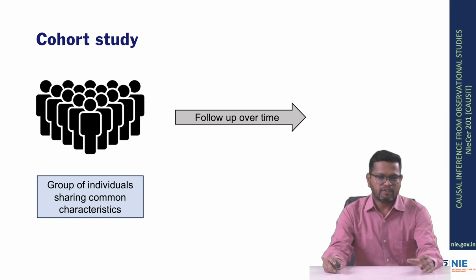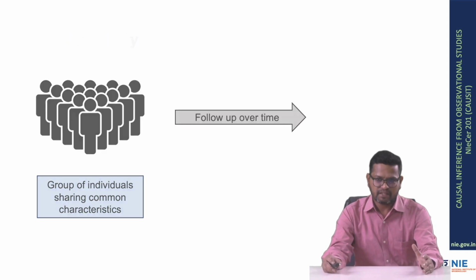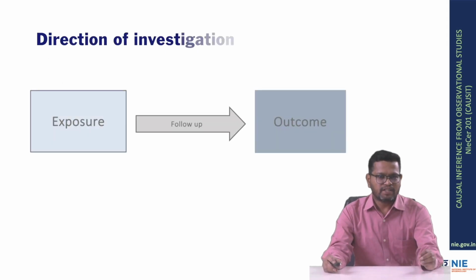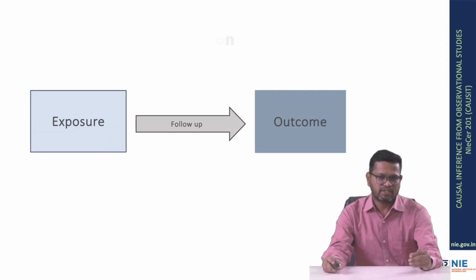In cohort studies, we follow a group of individuals over a period of time. Cohort study has many synonyms such as incidence, longitudinal, forward looking, follow up, concurrent, or prospective study. All these terms are the same. Temporality is one of the key criteria we apply while evaluating causal relationship. For a relationship to be causal, exposure must precede the outcome. In cohort studies, we typically start with the exposure and assess outcome during the follow-up. We can examine this temporal relationship between exposure and outcome only in cohort studies.